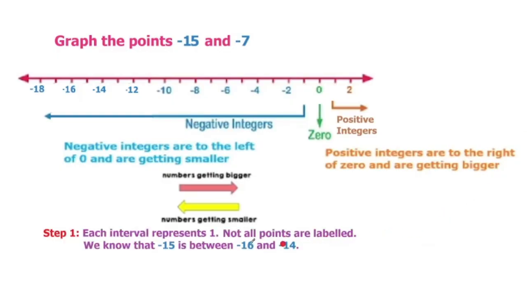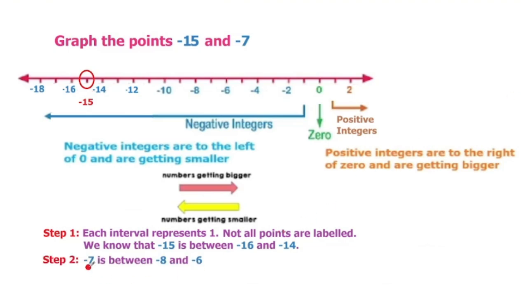So now step 1. Each interval represents 1. Not all points are labeled. We could see not all the points are labeled. But we know that minus 15 is between minus 16 and minus 14. So here's minus 16 and minus 14. So minus 15 should be right in between there. So this is minus 15.